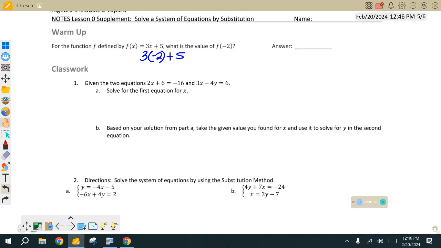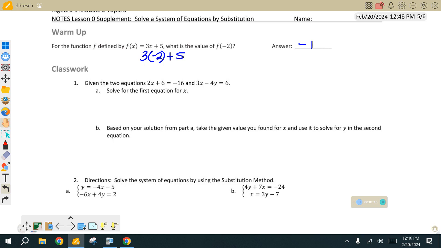Now, what we just did there is going to fall us into what we're doing today. The input was negative 2. The output was negative 1. Which is going to follow us into what we're doing here today and more work with that.